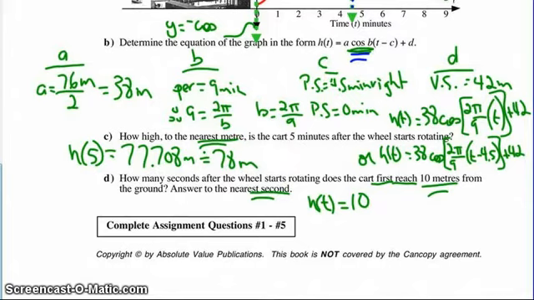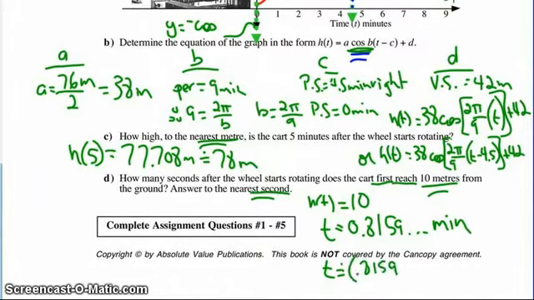It turns out that the first intersection point is when t is equal to 0.8159 minutes. We talked about converting that, so you'd multiply 0.8159 by 60 to get seconds, and that turns out to be 49 seconds to the nearest second.